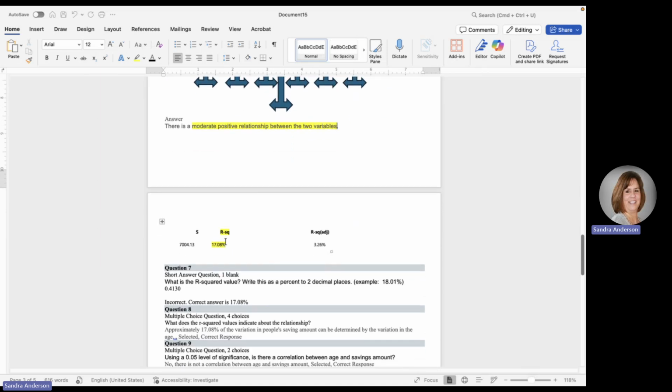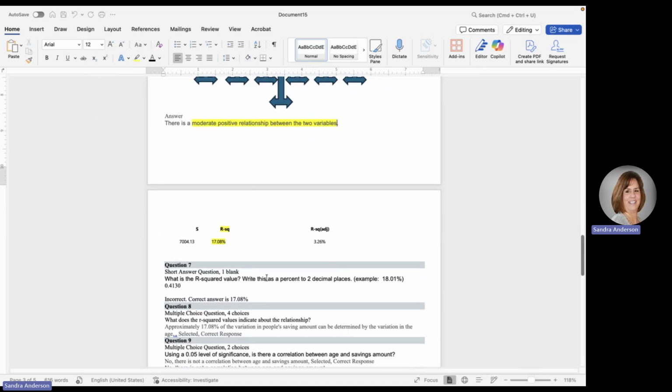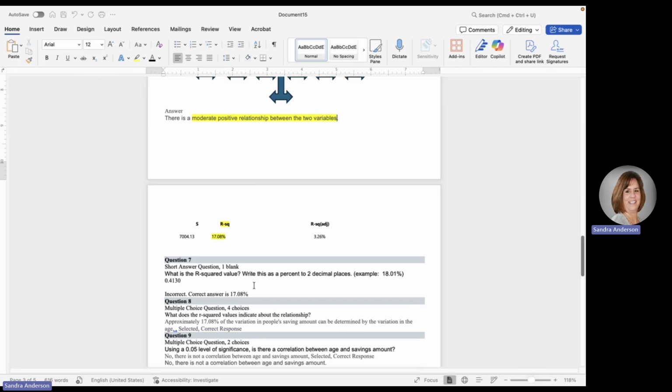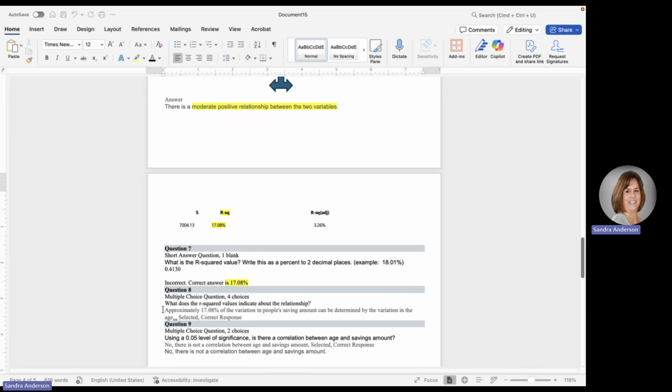Okay, then the next question asks, what's the R squared value? We got that from the first time in Minitab. It gave us that it's 17.08%. So you would write in 17.08%. And what that means is that approximately 17.08% of the variation of the Y variable is actually determined by the variation in the X variable. In this case, that is savings and age.